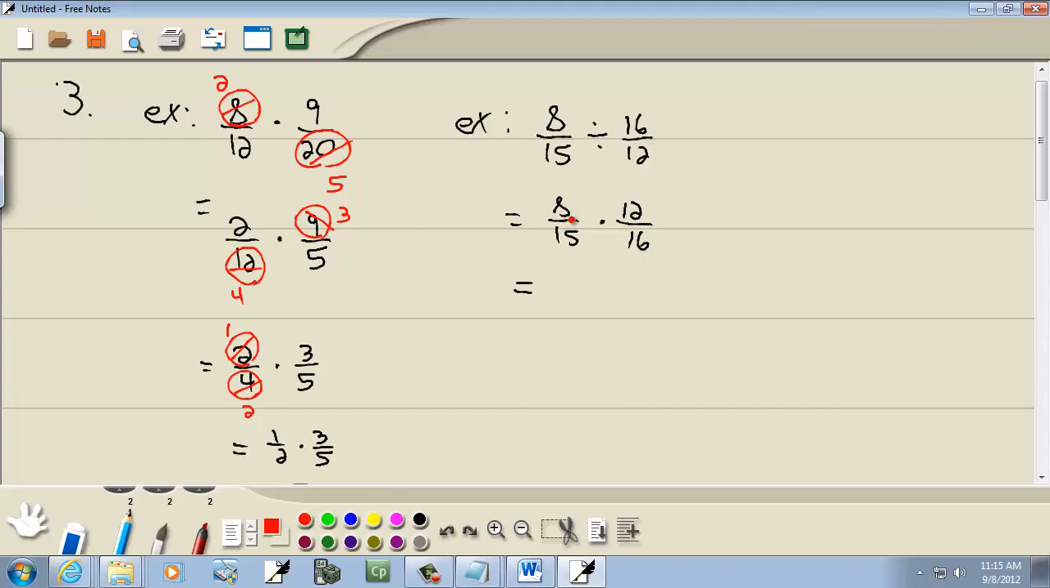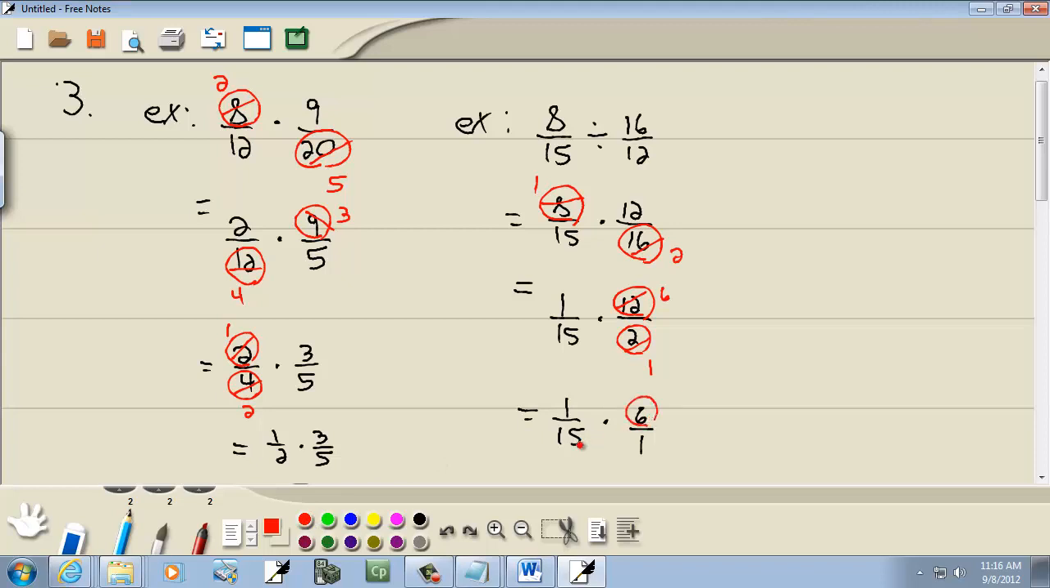Now we'll start simplifying. Here's an 8 and here's a 16. Those are both divisible by 8. 8 divided by 8 is 1. 16 divided by 8 is 2. So I've got 1/15 times 12 over 2. And I'll simplify the 12 and 2. These are both divisible by 2. 2 divided by 2 is 1. 12 divided by 2 is 6. So that gives us 1/15 times 6 over 1.